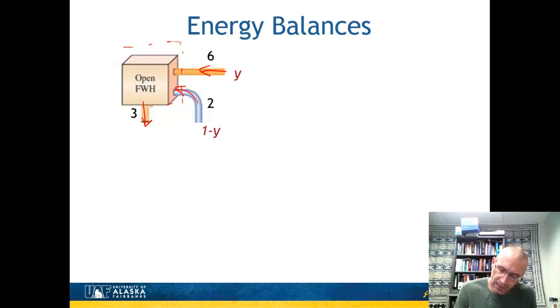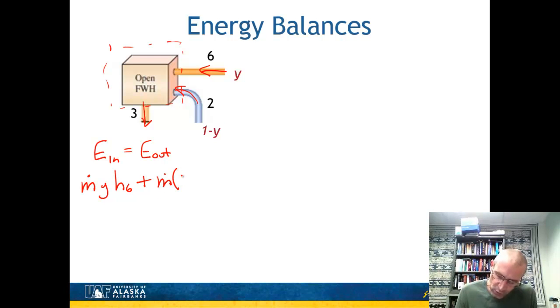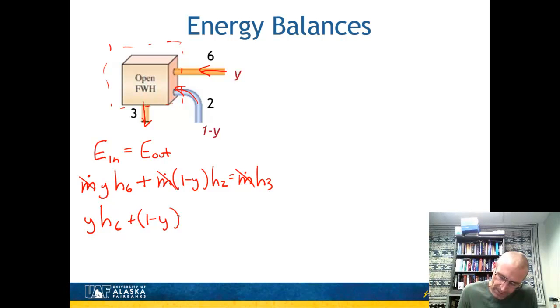And so let's just go ahead and apply a steady state energy balance to this, which says that the energy that goes in is the energy that goes out. We look at our energy coming in. I have this fraction y of the mass flow rate, so the m dot times y, and its enthalpy, which is H6, going in. Down here, I've got m dot, and the fraction is 1 minus y times H2, and that's going to be equal to m dot times H3. And those m dots all cancel, so you can just write y H6 plus (1 minus y) H2 is going to be equal to H3.